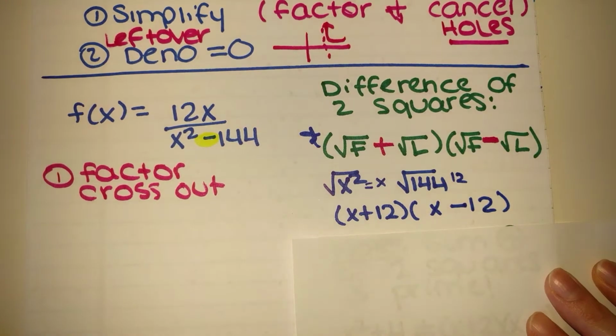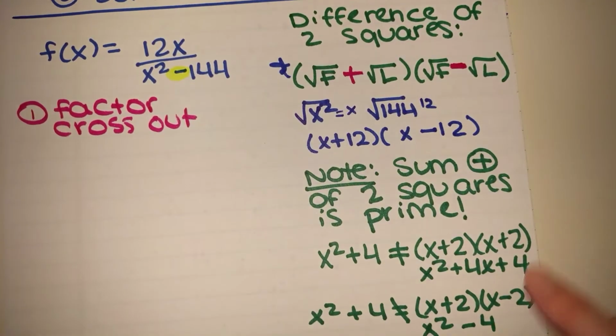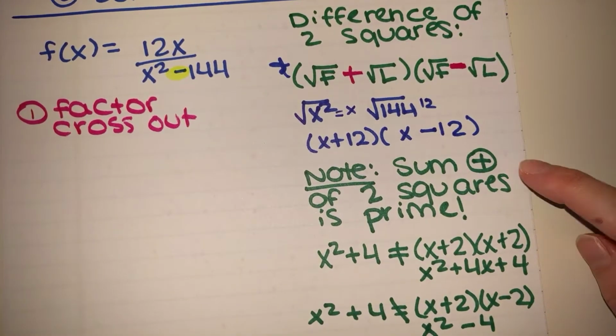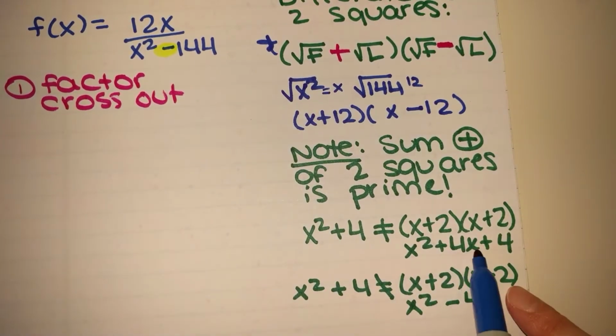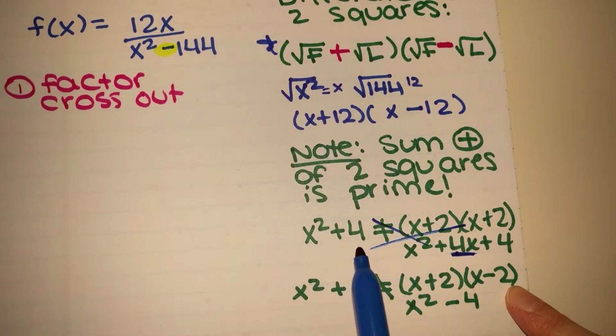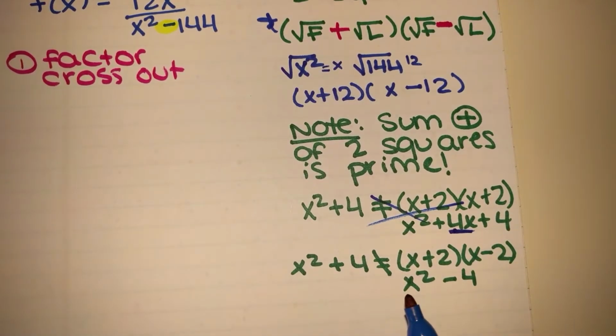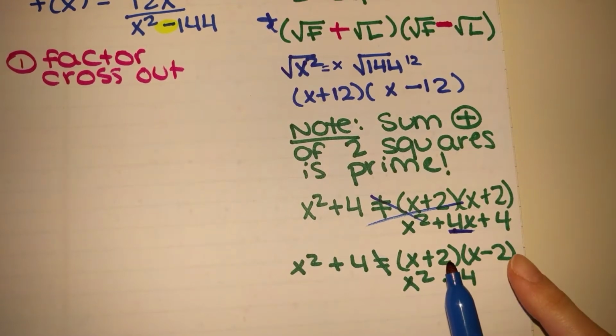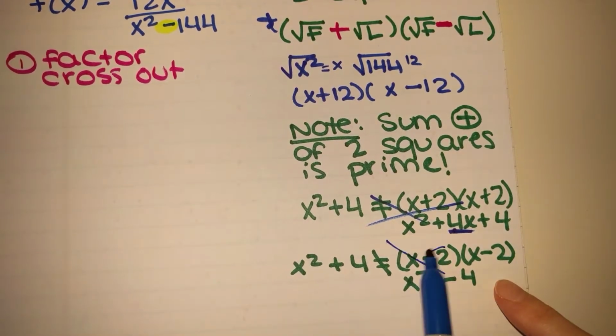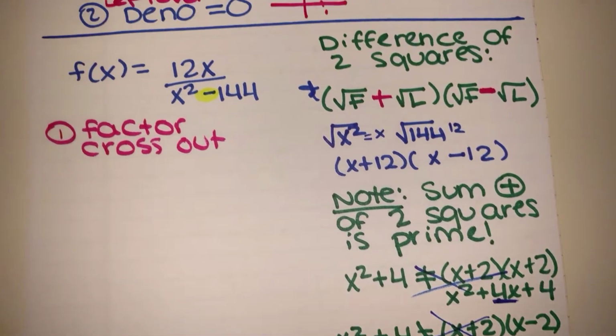One thing just to mention, please remember that if you have a sum of two squares, that is prime. So you cannot write x plus 2, x plus 2, because then you would have the middle term, so that doesn't work. And you can't write out x plus 2, x minus 2, because then you would have a minus 4 for the last two multiplied together. So it's only a difference, a subtraction, that actually works for factoring.